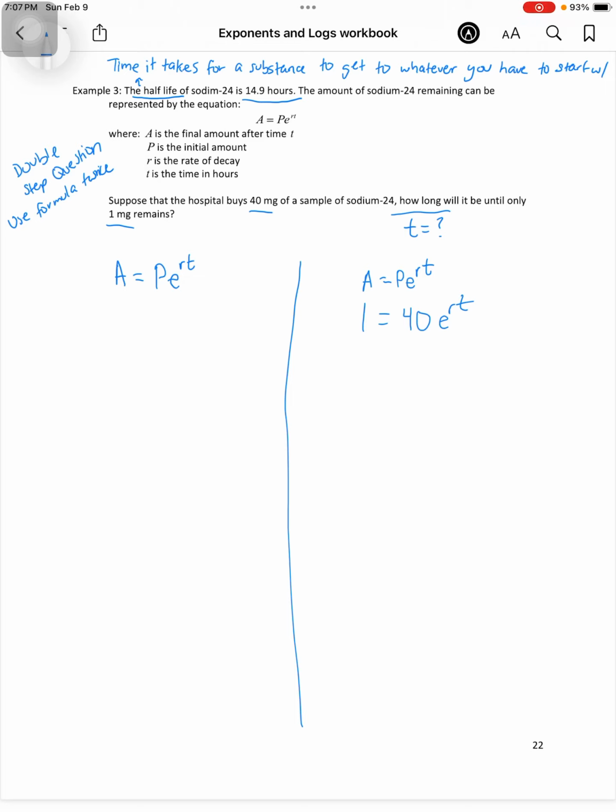So what do we do here? We look at the little description at the start. The half-life of sodium 24 is 14.9 hours. So they actually gave us T in this case.